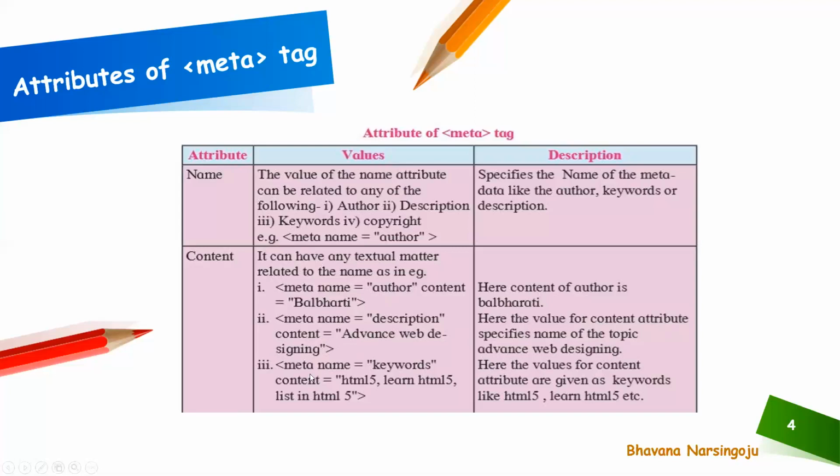Accordingly, if you need to use it for keywords, then meta, then attribute name, and here you will specify the name for keywords, and which content. The content should have HTML, learn HTML5, or list in HTML. So to set all the keywords, when you search for any results, whatever text you type to get the results, these all act as keywords for your web page. So here the values for the content attribute are given as keywords like HTML5, learn HTML5, etc.